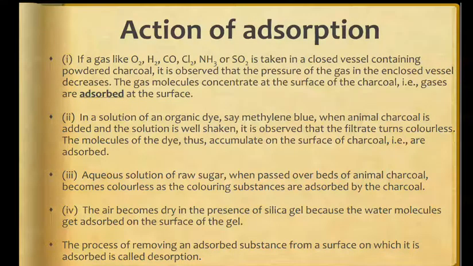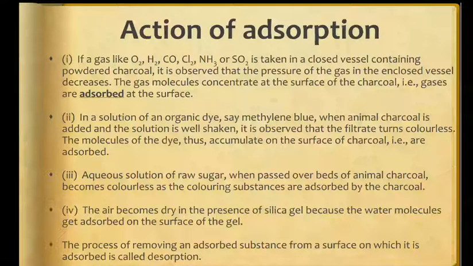Now, a very simple example of adsorption, adsorbate and adsorbent is when we write on a board with a chalk. Then the chalk will be the adsorbate, the board will be the adsorbent, and the chalk gets adsorbed on the board. So it is the simplest example of adsorption. The next thing is the action of adsorption.